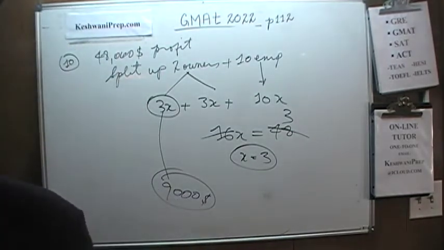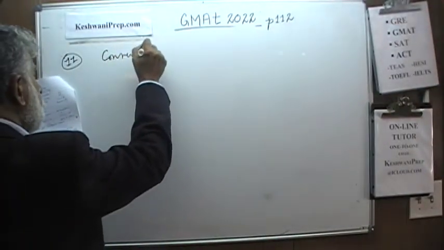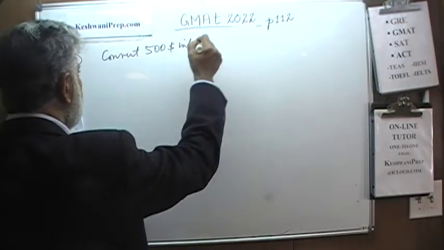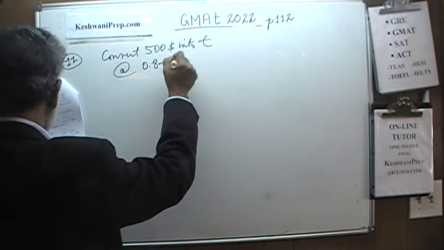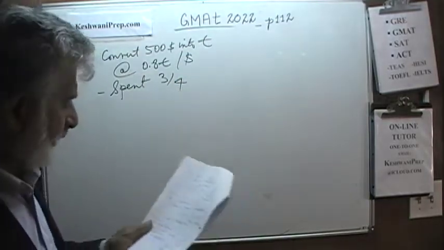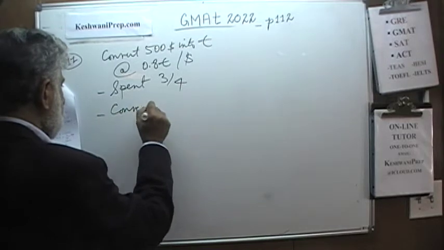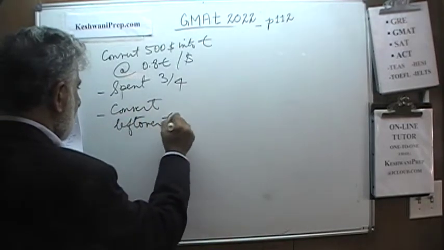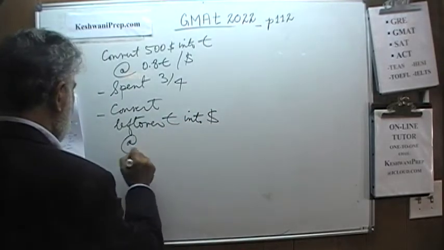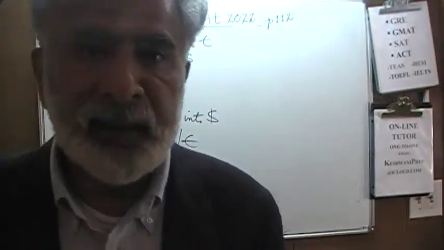Number 11. In number 11, we're going to go on a trip to Europe. We're going to convert $500 into euros at 0.8 euros per dollar. Then we're going to spend 3/4 of that money. And finally, at the end of the trip, we're going to convert back the leftover euro into dollars at $1.20 per euro. The question simply is, how much money am I going to get at the end in dollars when I finish my trip?